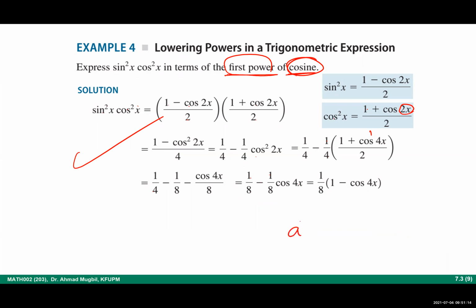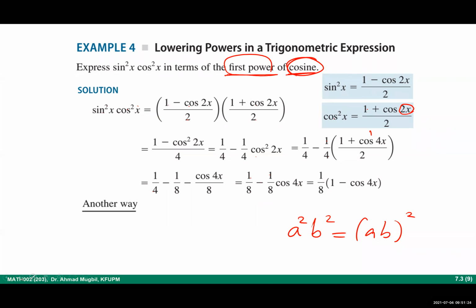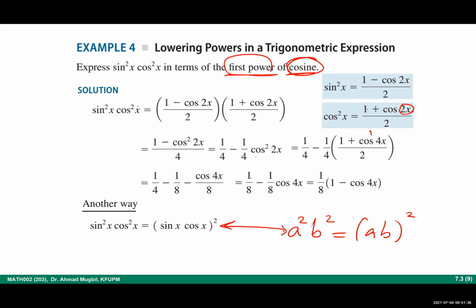Do you know that a squared plus b squared equals a times b all squared? You know that, all of you. So in the second method, we will just write sine squared x cosine squared x as sine x cosine x all squared. Is that right? We just apply this power law or exponential law.